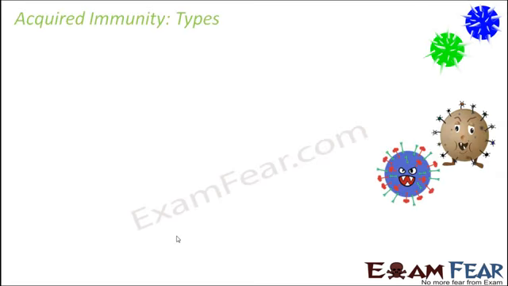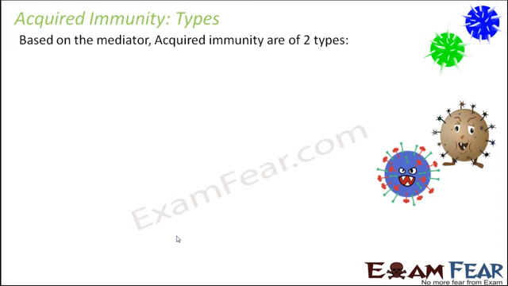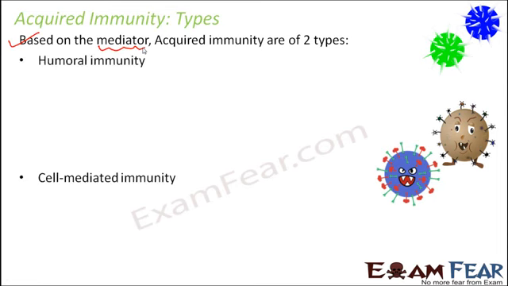Now let us again talk about the different types of acquired immunity. Before this we spoke about the two types of immunity, that is innate immunity and acquired immunity. Now let us see what are the types of acquired immunity. Based on the mediator, acquired immunity is of two types. What do we mean by mediator? We will see that very soon. Based on this, there are two types, that is humoral immunity and cell-mediated immunity.